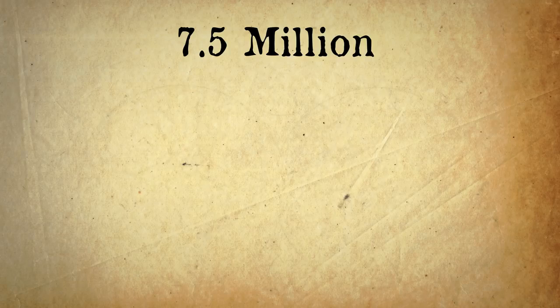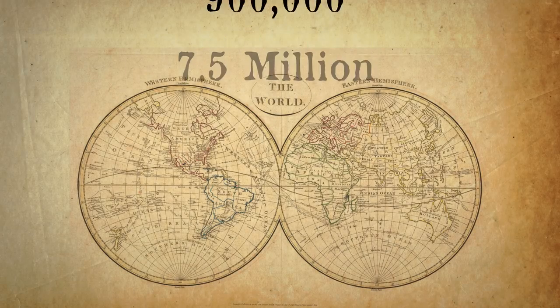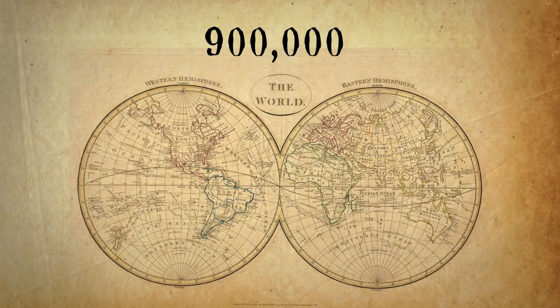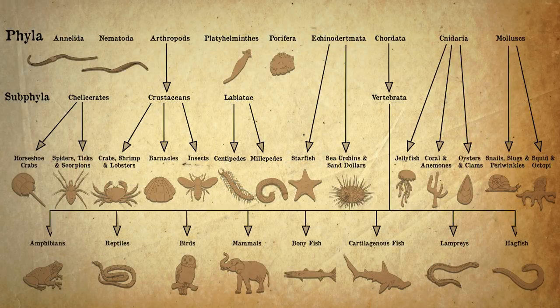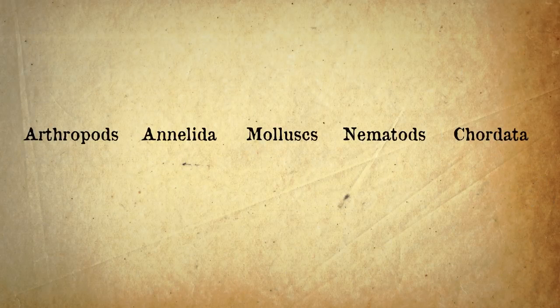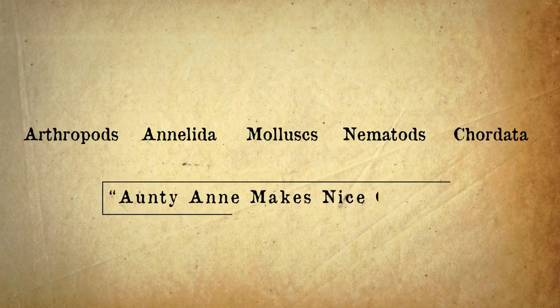There are thought to be over 7.5 million species of animal on planet Earth, of which 900,000 have been described. These are arranged into over 30 phyla, of which these are the 9 most common. And these 5 are the 5 main animal phyla: arthropods, annelids, mollusks, nematodes, and chordata. Make up a rhyme or acronym to help you remember them. Auntie Anne makes nice cakes.